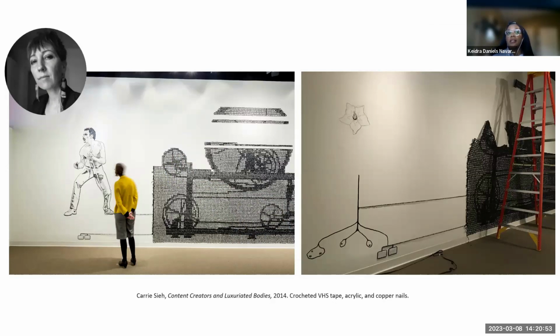The first was Carrie C. Again, she's Miami based, and this is her work, Content Creators and Luxuriated Bodies, both the finished product on the left and in process. And Carrie is a mixed media artist who works in painting, textiles, photography, and reclaimed and repurposed materials.